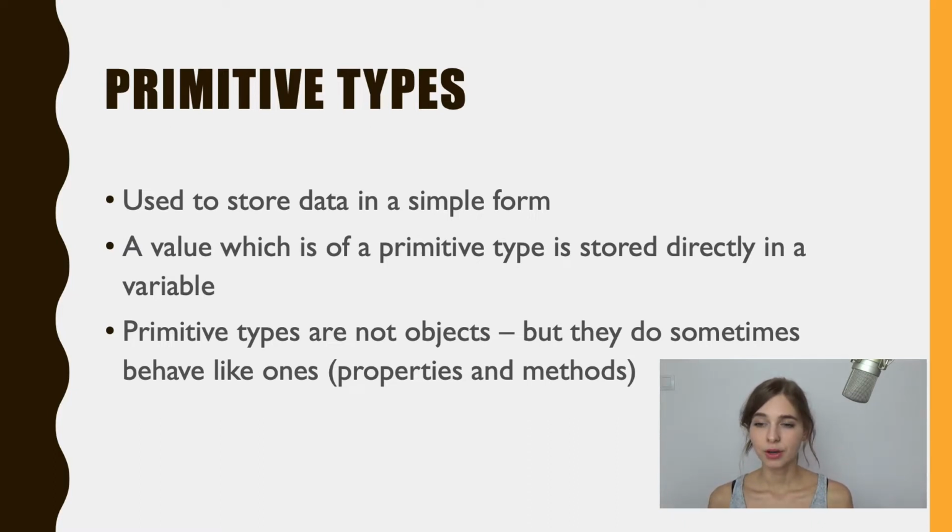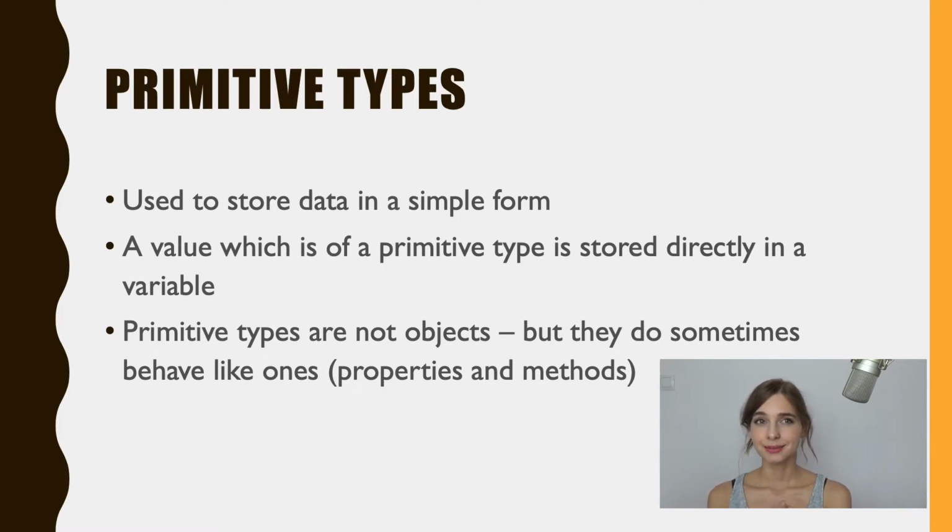Primitive types are used to store data in a simple form. So no object, simple form. A value which is of a primitive type is stored directly in a variable. Again, it might sound like black magic for now and not very meaningful, but it is crucial. Primitive types are not objects. Correct. But, there's always a but, they do sometimes behave like ones.